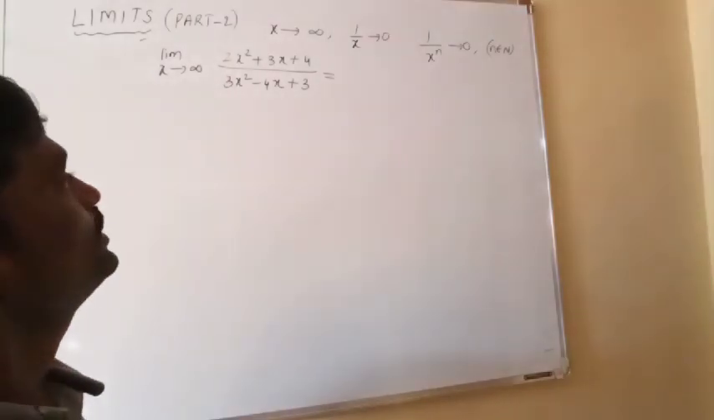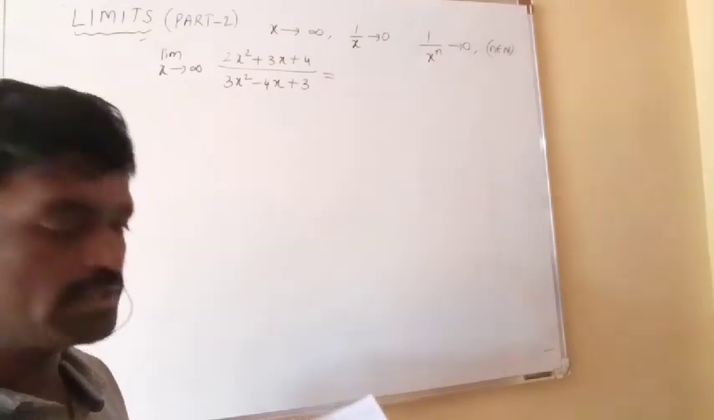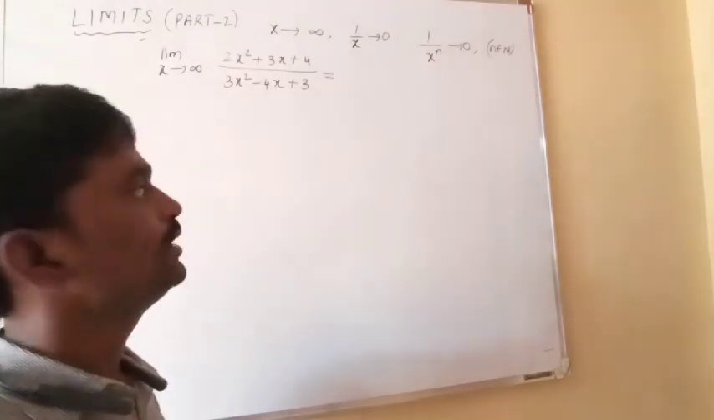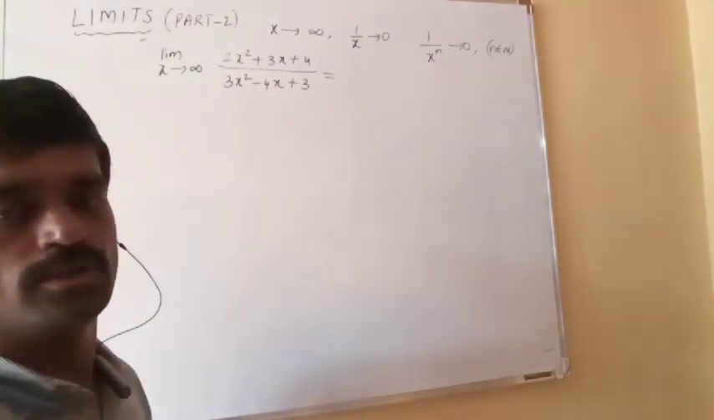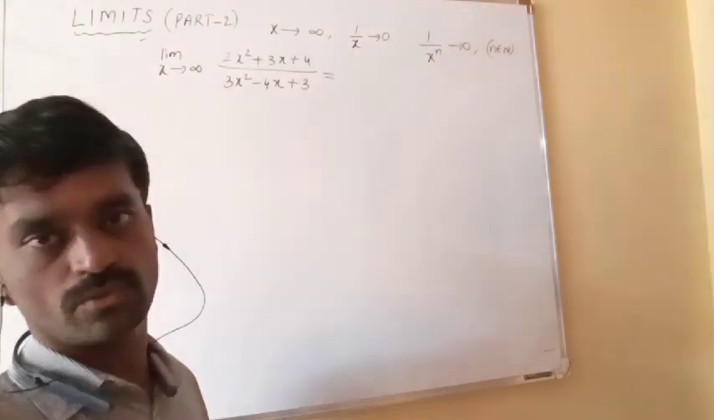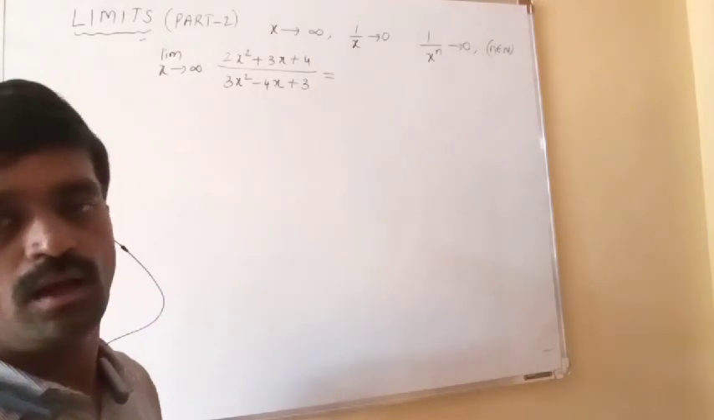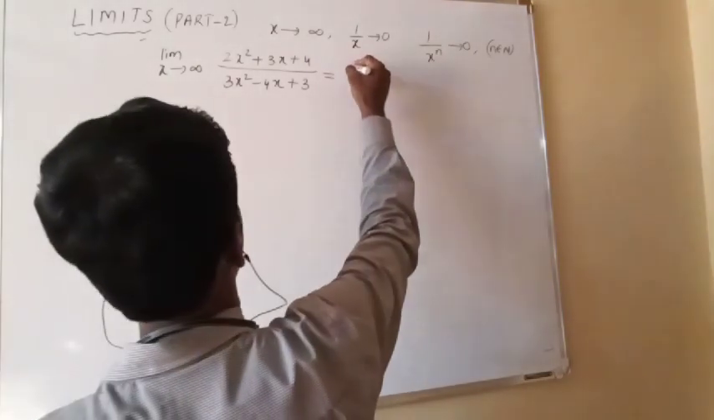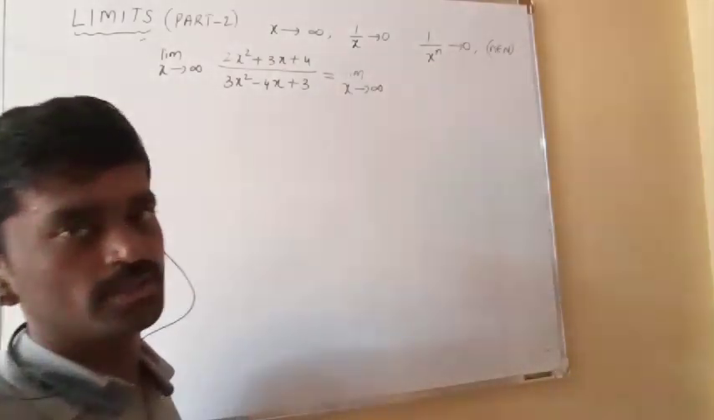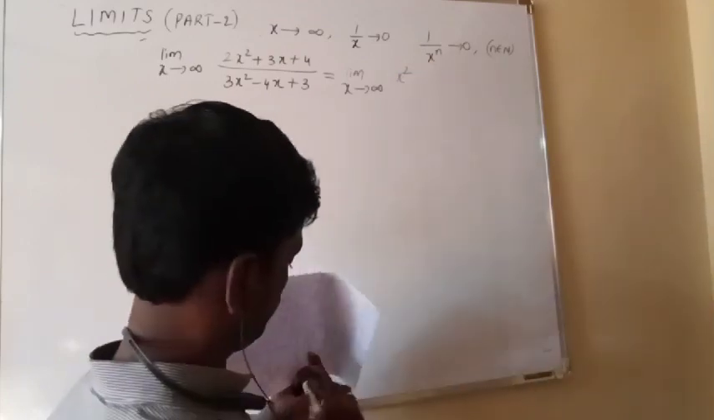Then come to this problem. When x is tending to infinity, how to evaluate this problem? Of course, different methods are there; I am going to discuss one particular method. What is the highest x power in the numerator? X square. And the same in the denominator also, x square. So you divide numerator and denominator by x square. Or better, you remember, divide with x square, or you take x square common.